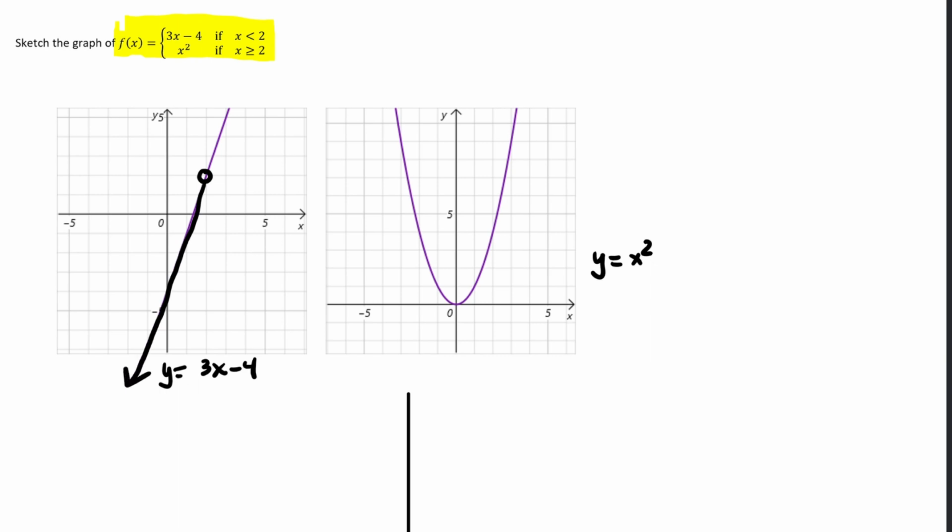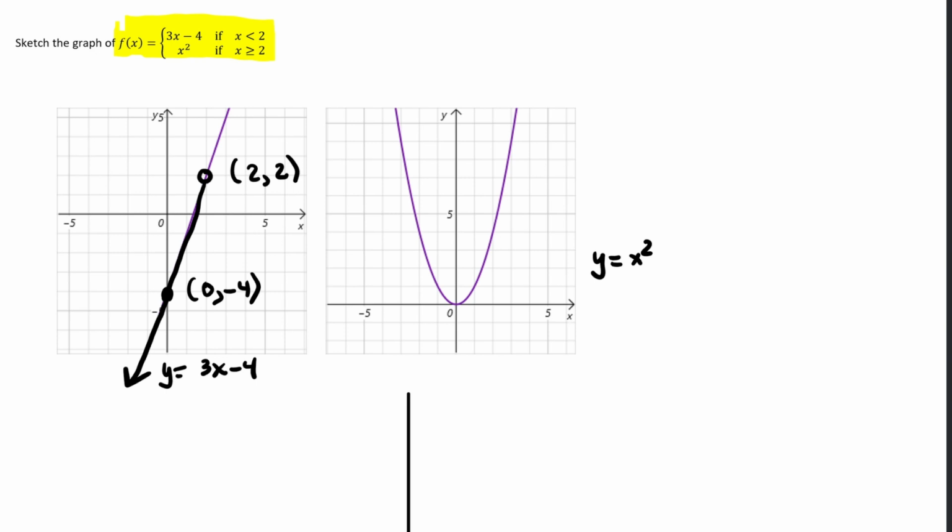Now when we go to put our graphs together, it's going to be important to have some key points labeled. This point right here is (2, 2), and we've also managed to include the y-intercept, which is (0, -4). So that's going to help us when we go to graph the piecewise function.